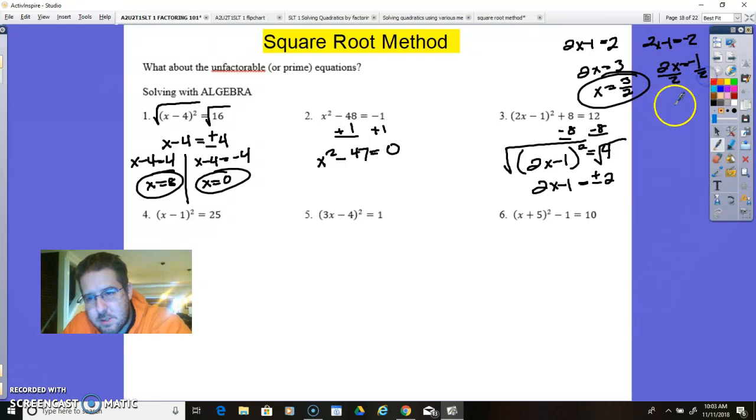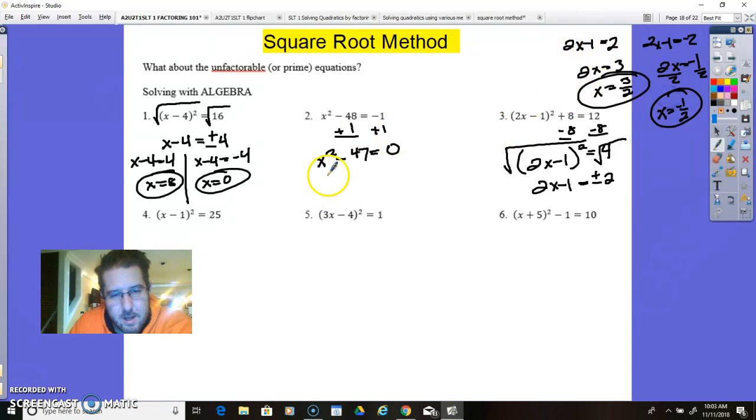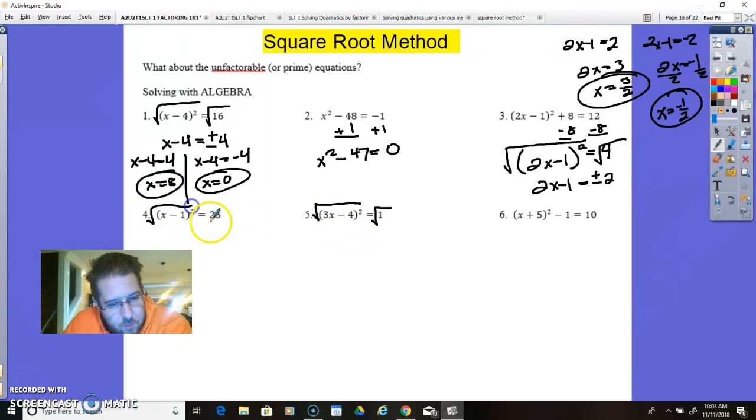Divide by 2 on both sides. X is -1 half. Okay, so the idea of the square root method is, if you've got a perfect square on one of the sides, why not take advantage of it? Why not just take the square root of both sides? Do the same thing to both sides, then you're not changing the equation any. This one would have worked out also.